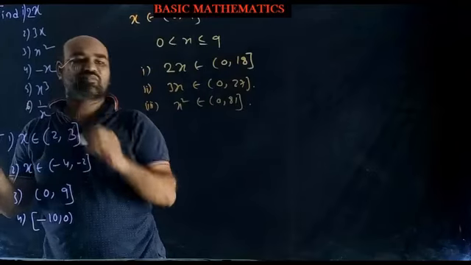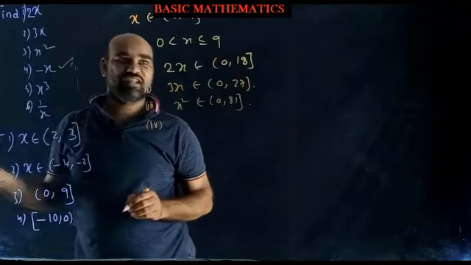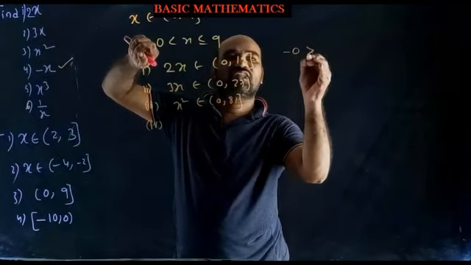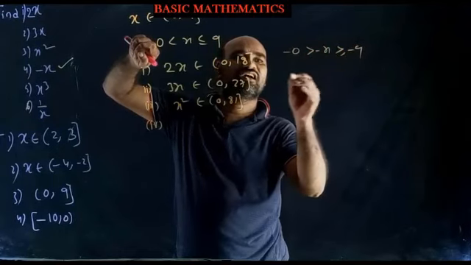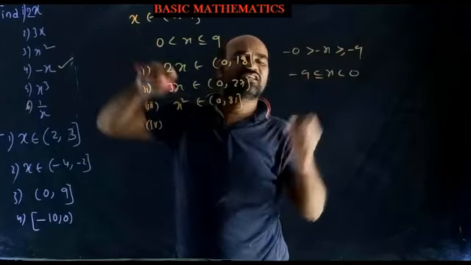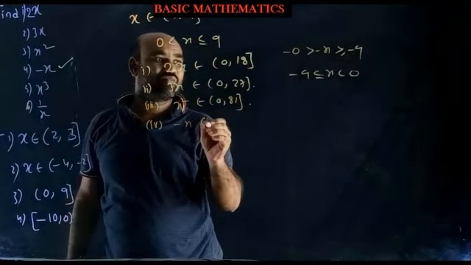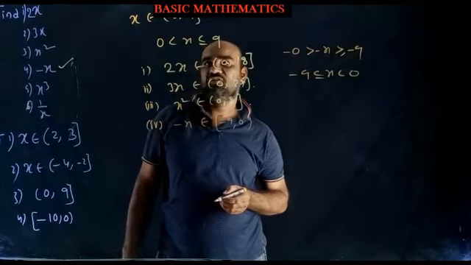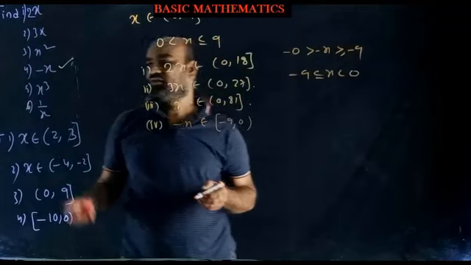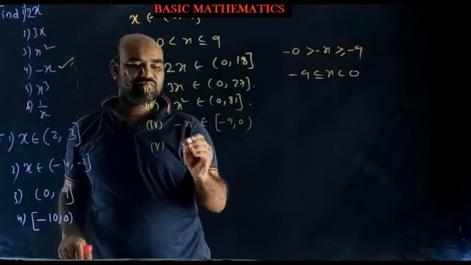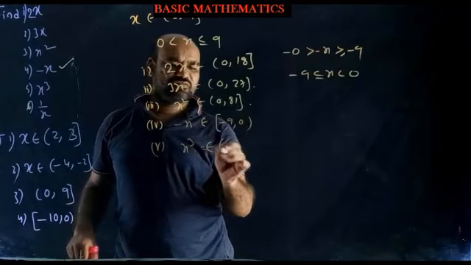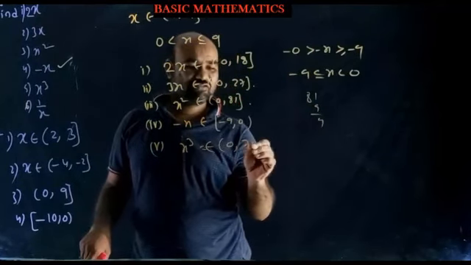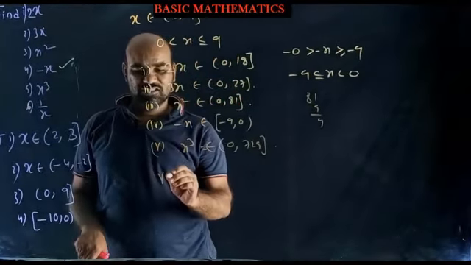This is interesting. Minus x, like the fourth one: multiplying by minus 1, the inequality will alter. Minus 0 is greater than minus x is greater than or equal to minus 9, or minus 9 is less than or equal to minus x is less than 0. So I can write minus x belongs to closed minus 9 to open 0. Okay, next cubing, x cube, not a big problem: 0 to the cube of 9, which is 729, closed.